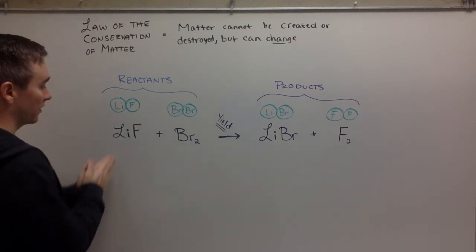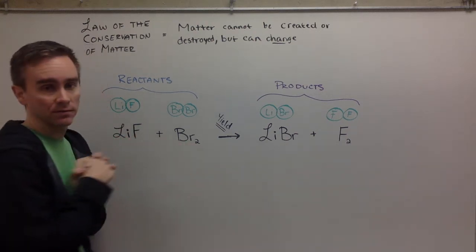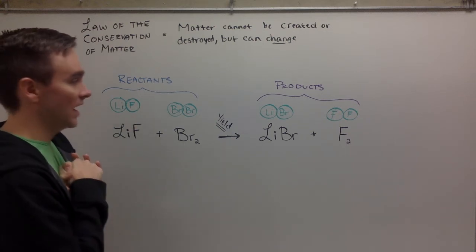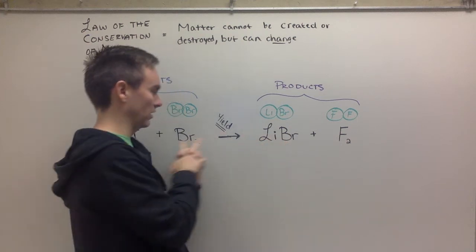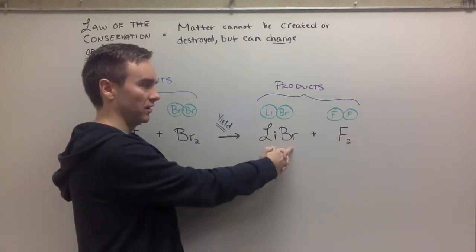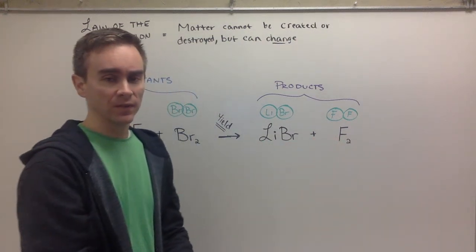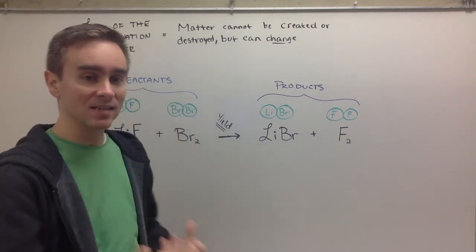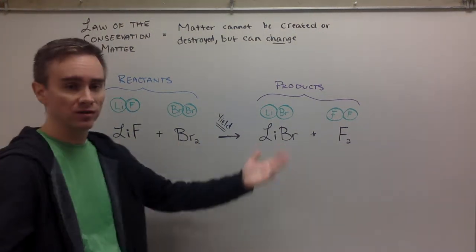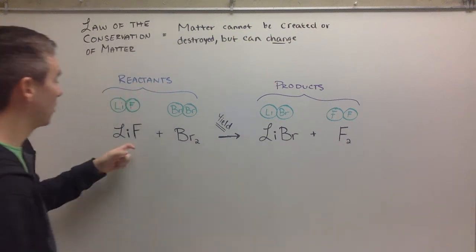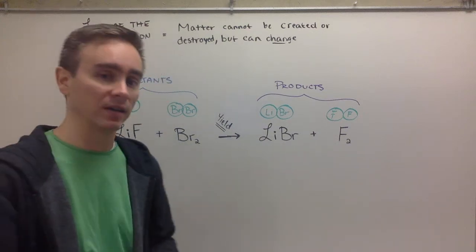I started out with 1 lithium, 1 fluorine, and 2 bromines. And I ended with 1 lithium, 1 bromine. I started with 2 bromines, I ended with 1. And I only started with 1 fluorine, and I ended with 2 fluorines. Which means this is not following the law of conservation of mass. This is literally saying that I started with 2 bromines and then 1 was destroyed, and that I started with 1 fluorine and another one was created. That's not quite the case of what's happening here.